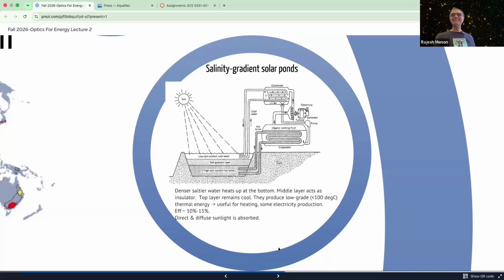Now, what is this? Let's see. In a terminal lake like this, you have a high salt content, but the salt, being heavy, will go to the bottom. So you get the high salt content brine at the very bottom here, and then you have some sort of gradient, and then you have a low salt content layer, and that's cooler, because the brine actually has higher absorption of the light, so it will get hotter first.